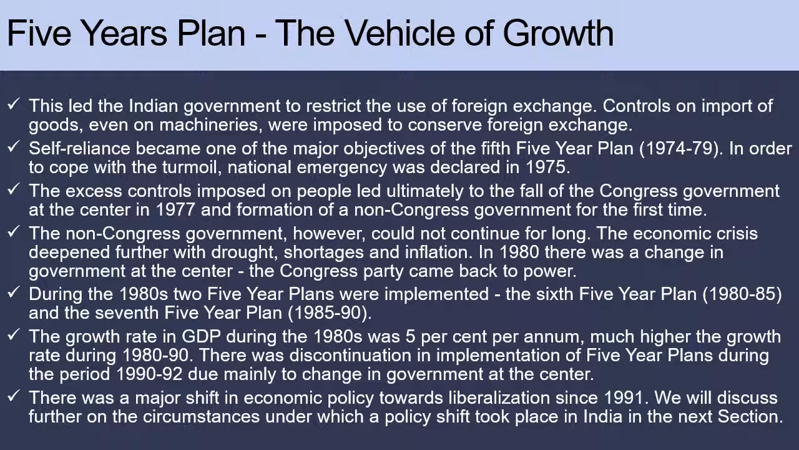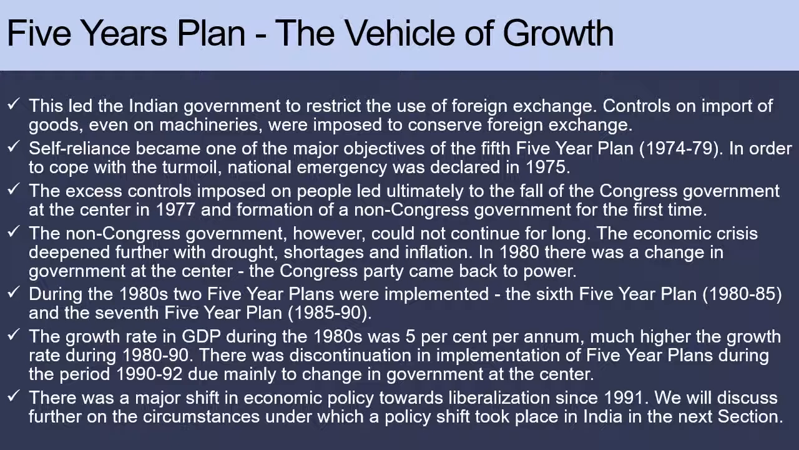In order to cope with the turmoil, national emergency was declared in 1975. The excess controls imposed on people led ultimately to the fall of the Congress government at the center in 1977 and formation of a non-Congress government for the first time. The non-Congress government, however, could not continue for long. The economic crisis deepened further with drought, shortages and inflation. In 1980 there was a change in government at the center; the Congress Party came back to power.